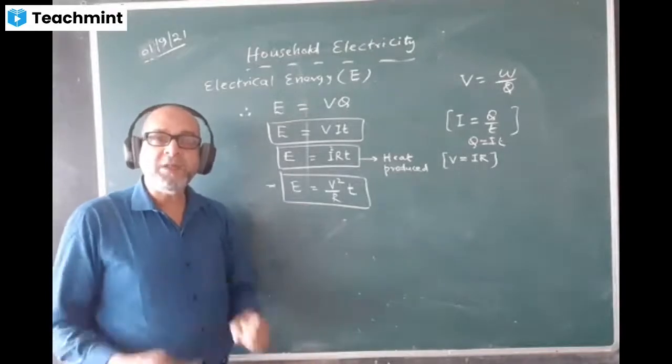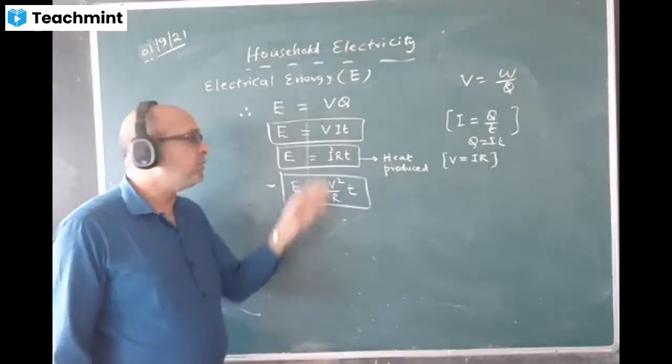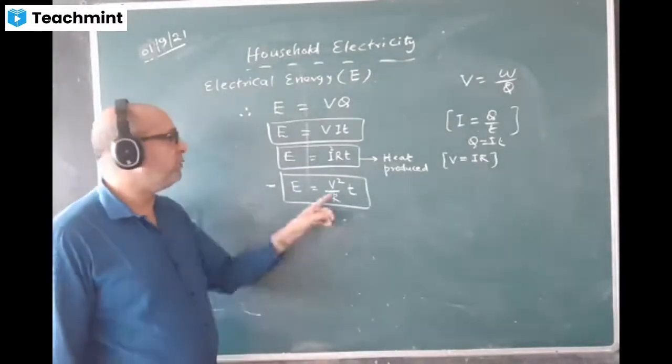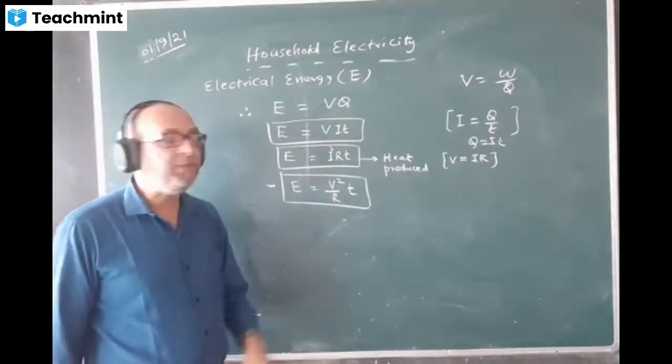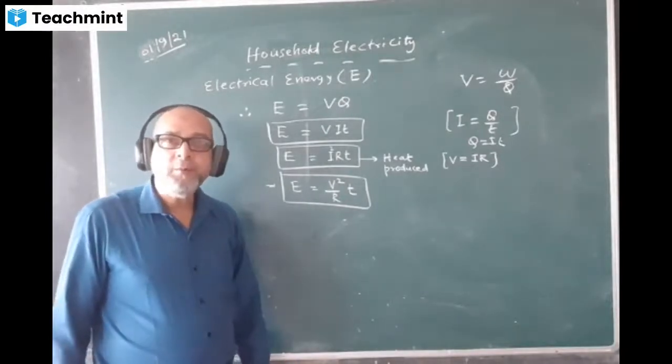As per the given information, we can choose one of these formulas. If current is not given, I'll use this formula. If voltage is not given, I'll use this formula. If resistance is not given, I'll use this formula. Like that. Okay, now write down below.